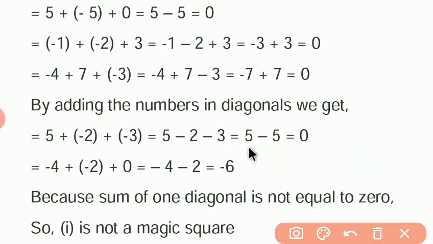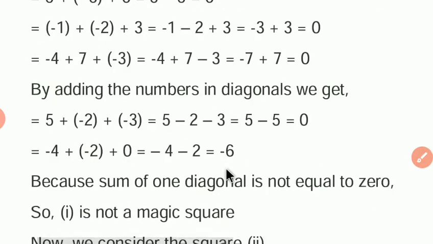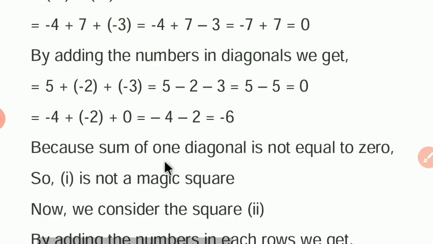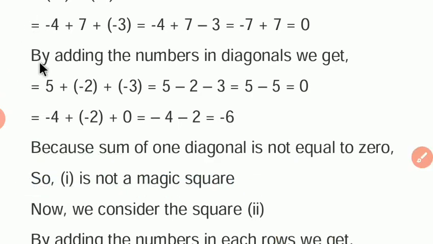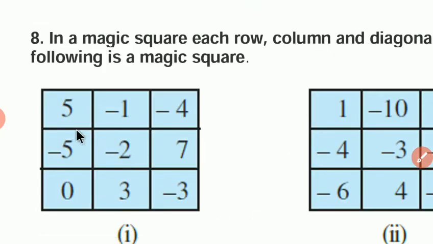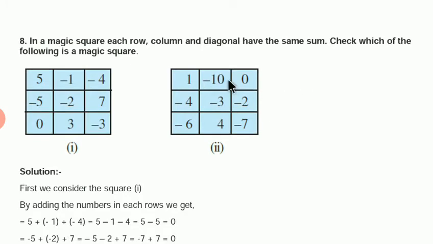Here you can see that the sum of one diagonal is 0 and the sum of the second diagonal is minus 6. But for a magic square we need that the sum of all rows, the sum of all columns, and the sum of all diagonals should be equal. But because the sum of one diagonal is not equal to 0, the first square is not a magic square. Now let us see the second square. Here again we have to add all the rows, all the columns, and all the diagonals.